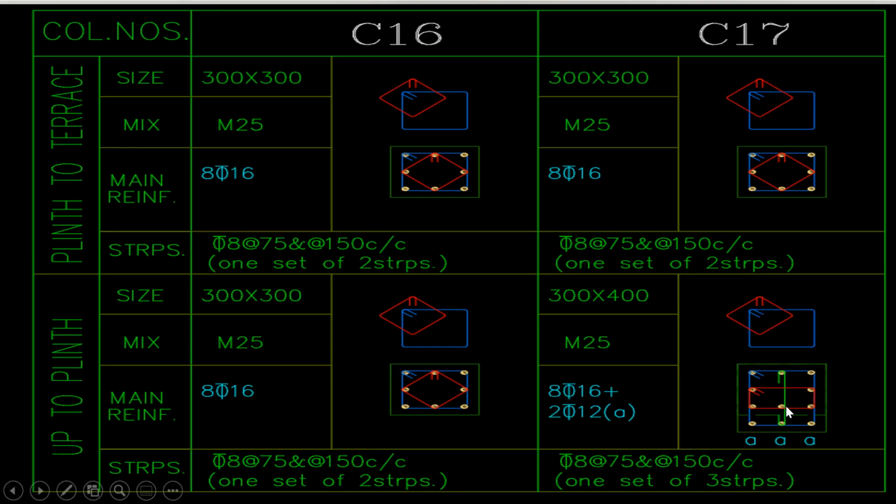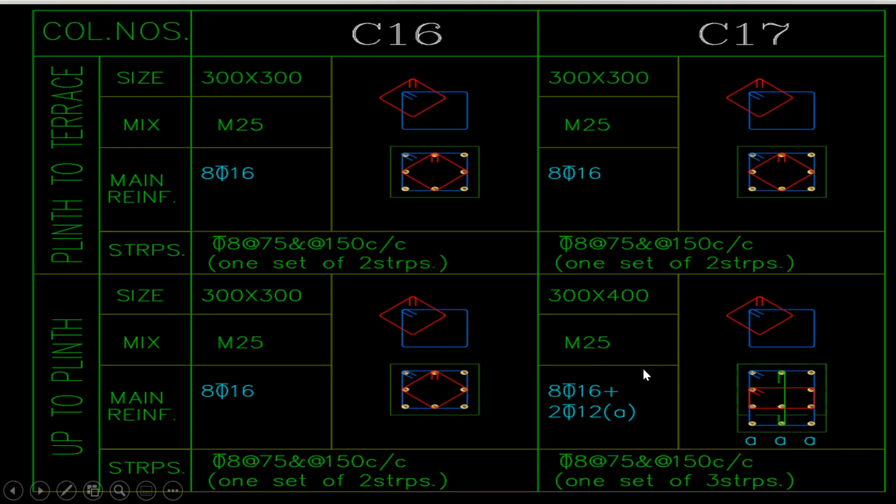Usually in a column, you cannot give an odd number of bars. It should be even, right? 8 plus 2 will be 10. So this is not there. Forget about this. So there is only this and this. You need to provide 2 bars of 12 diameter here, here and here, and the remaining bars are 16 diameter, 8 in number.